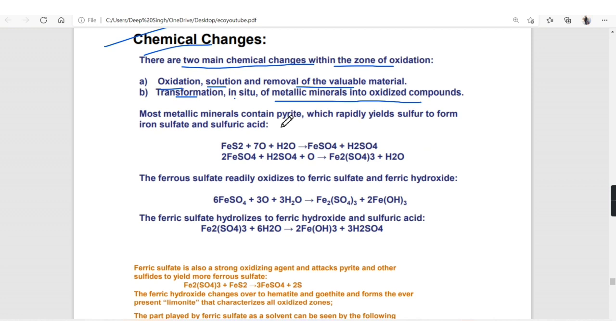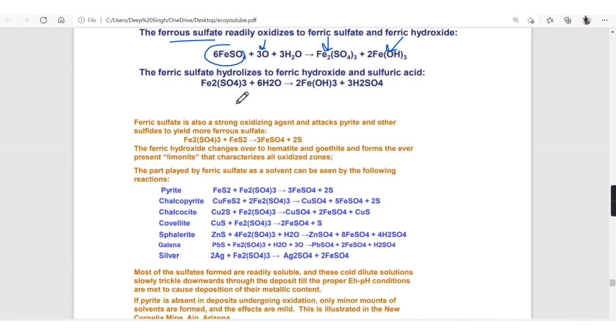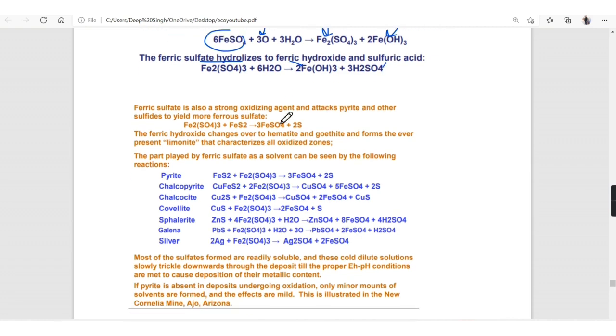Most metallic minerals contain pyrite, which rapidly yields sulfur. So this is pyrite. It yields sulfur to form iron sulfide and sulfuric acid. Then this ferrous sulfate gets oxidized with oxygen to ferric sulfate and ferric hydroxide. And the ferric sulfate hydrolyzes to ferric hydroxide and sulfuric acid.